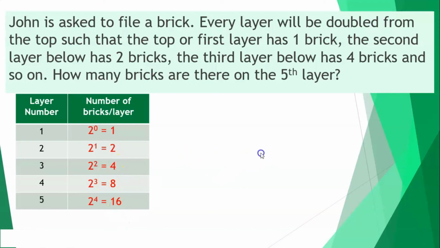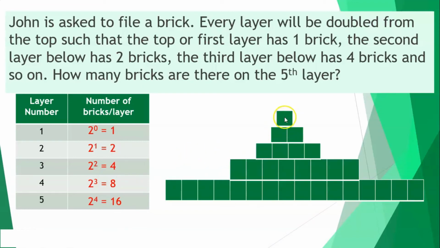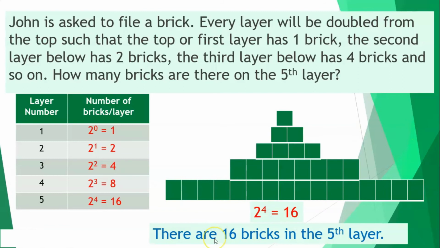Or sketching it, we will have it this way. So from the top, it's 1. Double, 2. You double, it's 4. 4 times 2 will get 8. 8 times 2 equals 16. So with this, there are 16 bricks on the 5th layer.